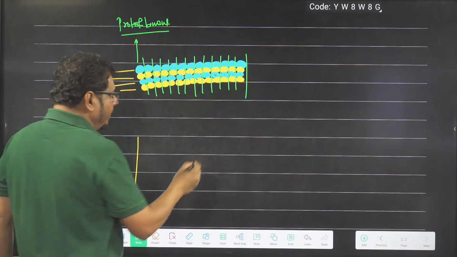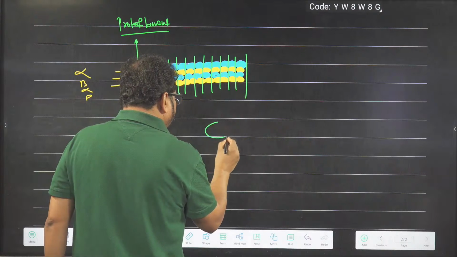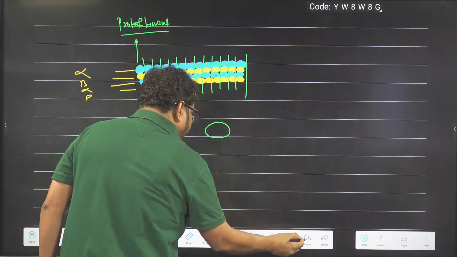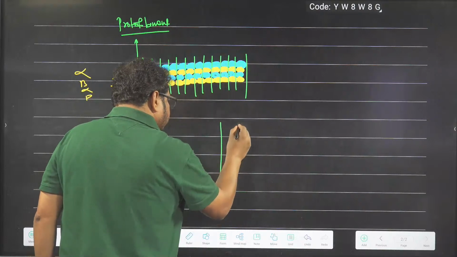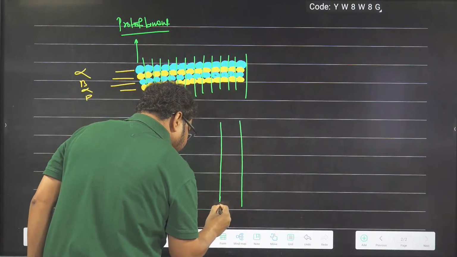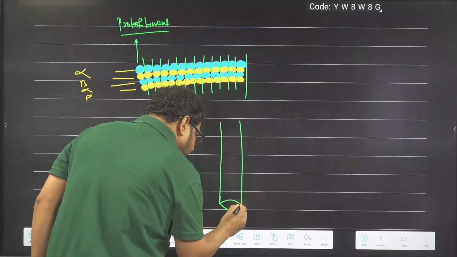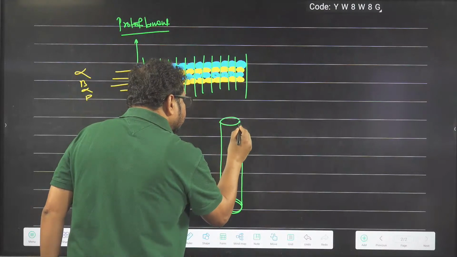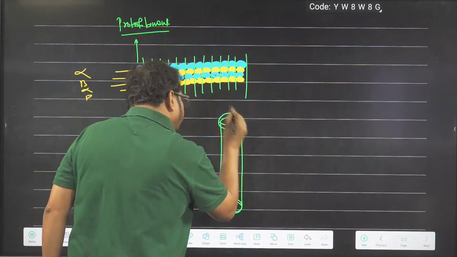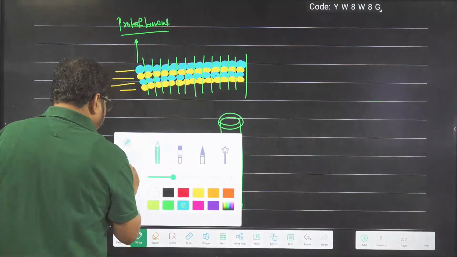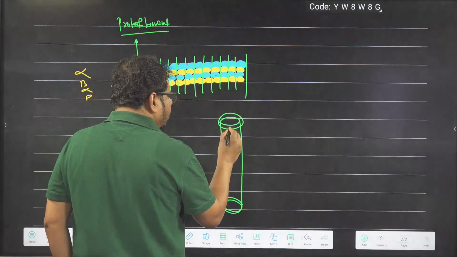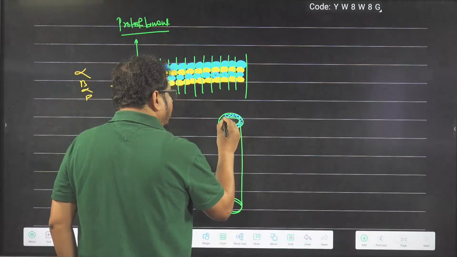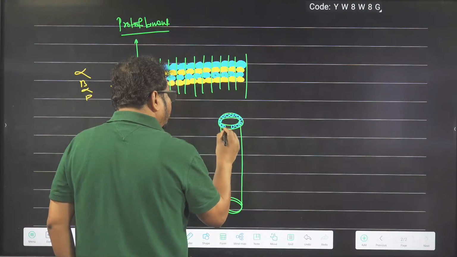Understand the idea? So when you see this one in a tube-like format, it appears like this. I am making a tubular structure. I am just making a tubular structure. So I am just using only one color. You just try to understand. 1, 2, 3, 4, 5, 6, 7, 8, 9, 10, 11, 12, 13.